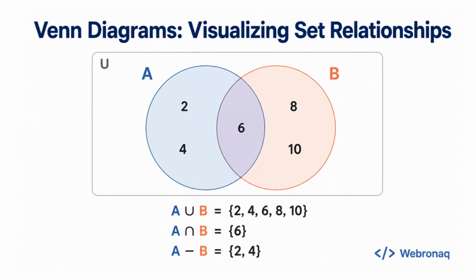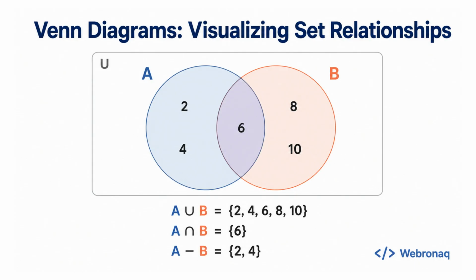Here's the interesting part. Once you have your sets written down, a Venn diagram lets you see their relationships at a glance. We have set A containing 2, 4, and 6, and set B containing 6, 8, and 10. Each set gets a circle inside a rectangle representing the universal set, U. Elements that belong only to A sit in the left region. Elements that belong only to B sit in the right region. The overlapping region holds elements in both sets. That overlap is the intersection. Here, only 6 lives there.